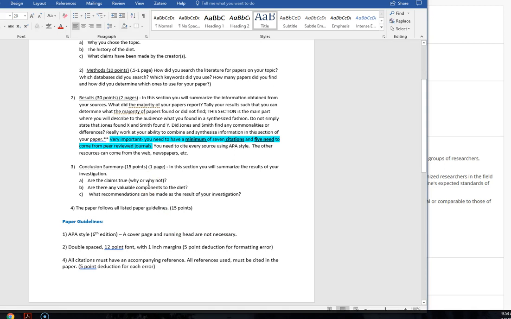Here you're writing the conclusion. And so here you're given the research you did and everything you've laid out in our paper. What are the claims? Are they true? Are they not true? Are they partially true?